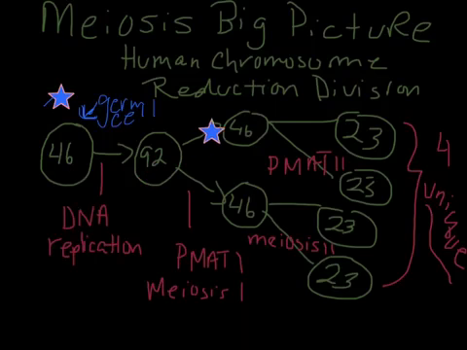They're going to go through PMAT once, Paul makes taco, meiosis 1. And this is where crossing over occurs. So homologous chromosomes, chromosomes that have the genes for the similar things, are going to line up, and then they're going to exchange their genes. So crossing over is going to occur in prophase 1.